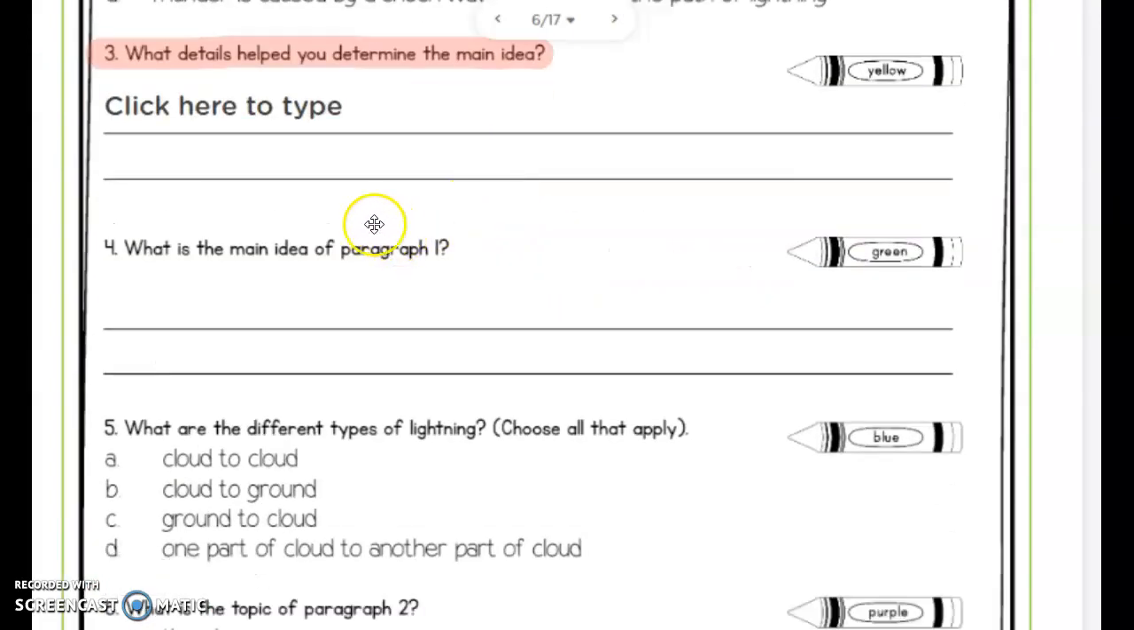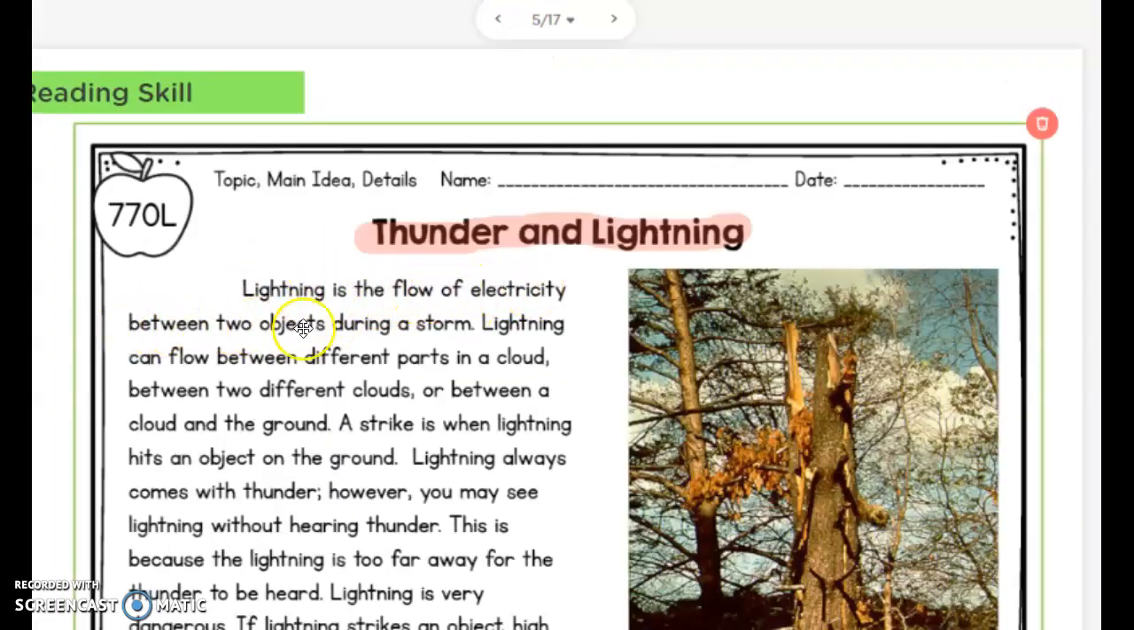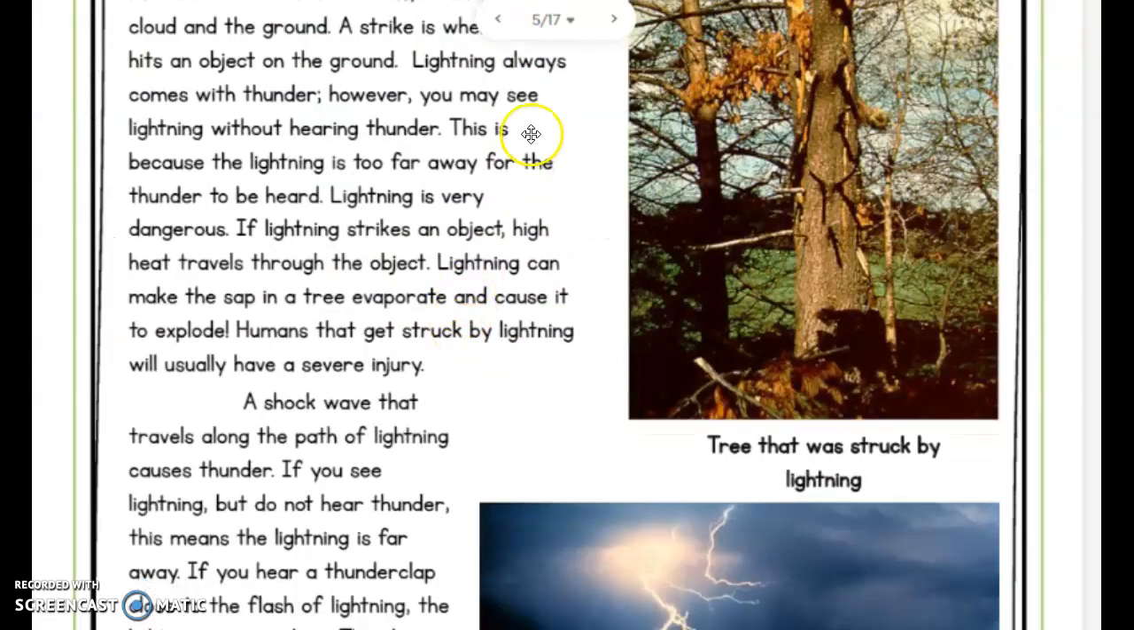Okay? And main idea of paragraph 1. Remember, you can look at the beginning sentence and the ending sentence, the introduction and conclusion, to help you determine the main idea.